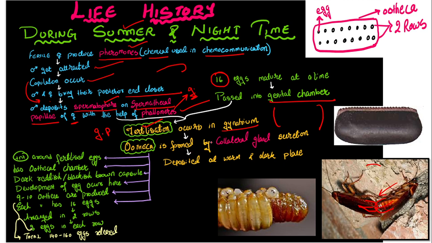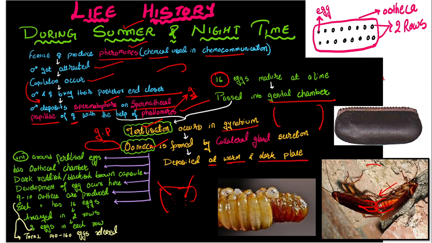Okay. Then the ootheca is formed. Collateral gland here. This is your genital pouch. From here, left and right collateral glands will be there. From the collateral glands, secretion will be released. These secretions are going to form your ootheca. What is the ootheca? It is the hard case around the fertilized egg, right? And it is deposited at a warm, dark place.